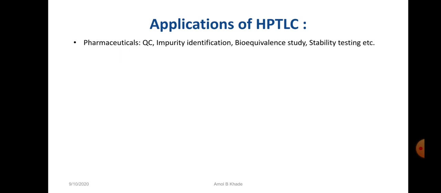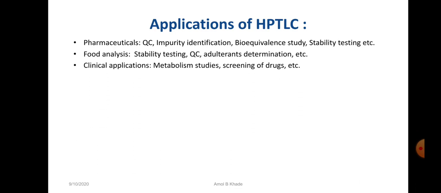Then the last point, that is the applications of HPTLC. HPTLC has very wide applications compared to TLC because of its modernization and great reproducibility. In pharmaceuticals we have its application in quality control, impurity identification, bioequivalence studies, stability testing, etc. In food analysis we also use it for stability testing, quality checks, adulterant determination and so on. Clinical applications are also there. We can use it in metabolism studies, screening of drugs, etc.